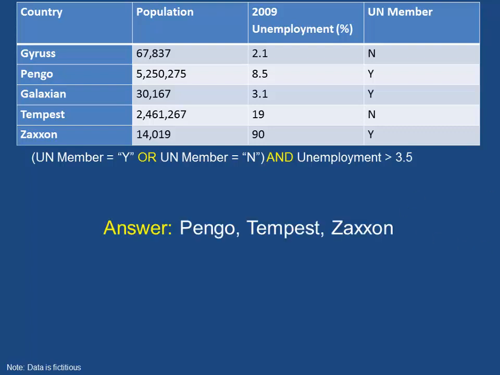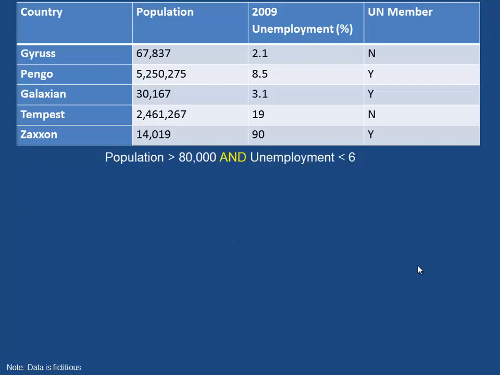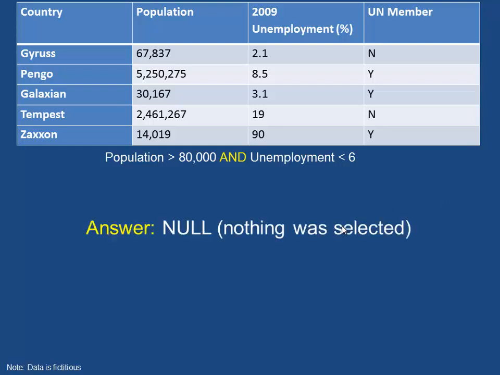The answer is that the query selects the countries of Pengo, Tempest, and Zaxxon. Now let's consider the same table, but the table query of population greater than 80,000 and unemployment of less than 6. Spend a few moments to see if you can determine which rows were selected. The answer in this case is null. The result of null means that no rows are selected using this query.